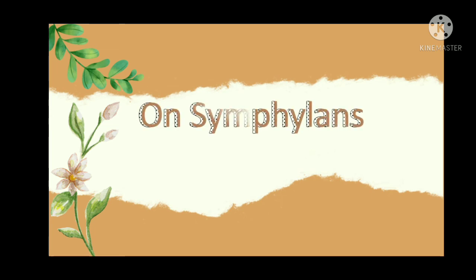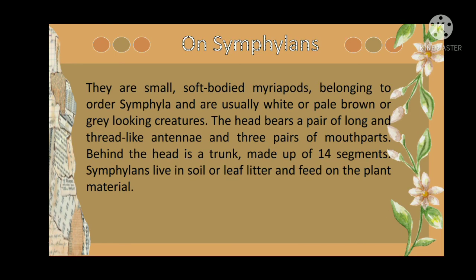Next is symphylans. Symphylans are small, soft-bodied myriapods belonging to the order Symphyla and are usually white, pale brown, or gray-looking creatures. The head bears a pair of long, thread-like antennae and three pairs of mouth parts. Behind the head is a trunk made up of 14 segments. Symphylans live in soil or leaf litter and feed on plant material.